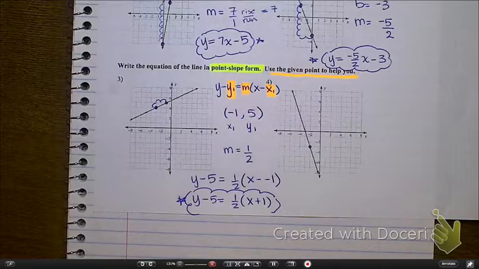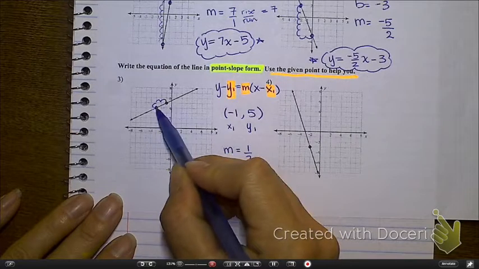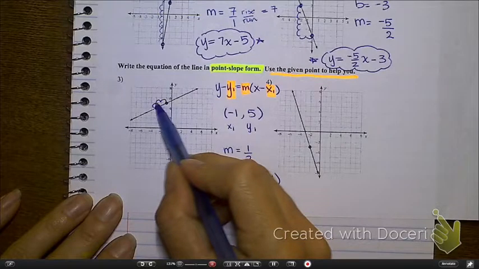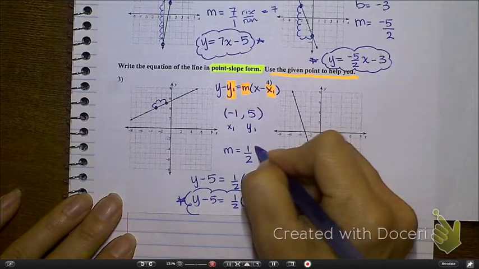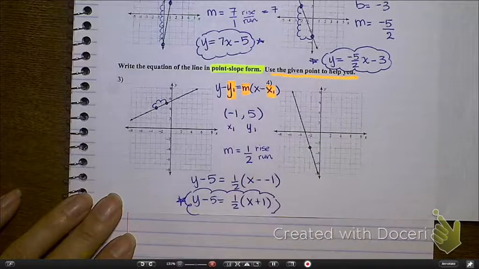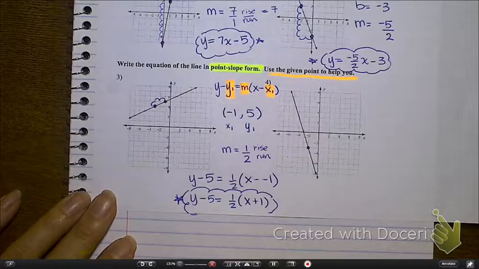Are there questions on how we did that one? Danny? Why is the slope 1/2? Because between these 2 points, what's your rise? What's your run? So remember, slope is rise over run. Does that make sense? Did I answer your question? Yeah? Are you sure? Okay, all right.